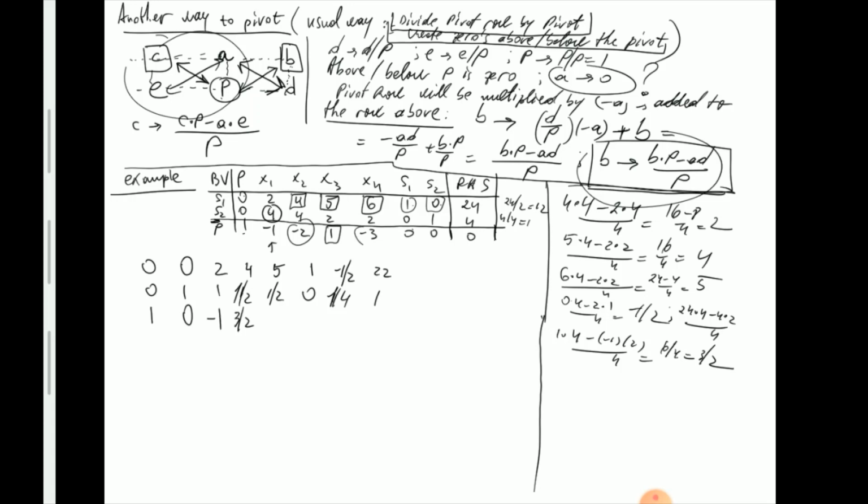Moving on, minus 3 times 4 minus negative 2, divided by 4: minus 12 plus 2 over 4, minus 10 over 4, which can be simplified to minus 5 over 2. The next one is easy. 0 times 4 minus 0. Then 0 times 4 minus negative 2 over 4.